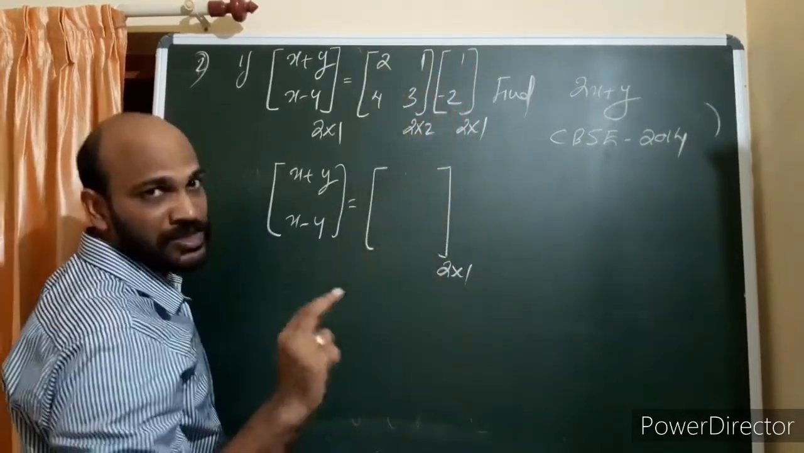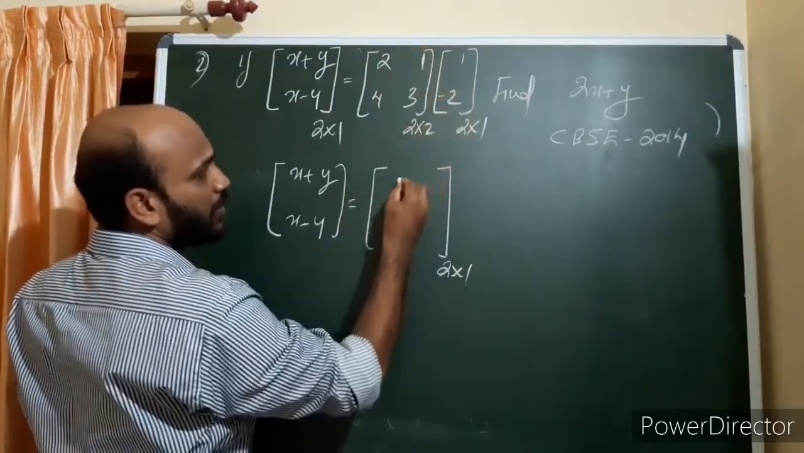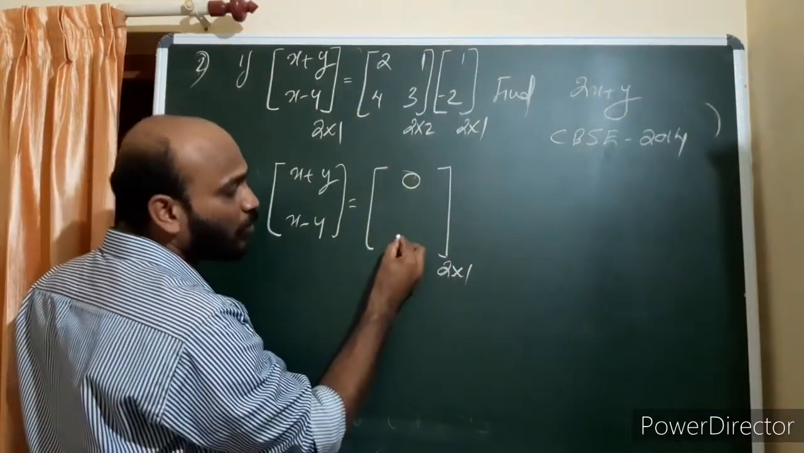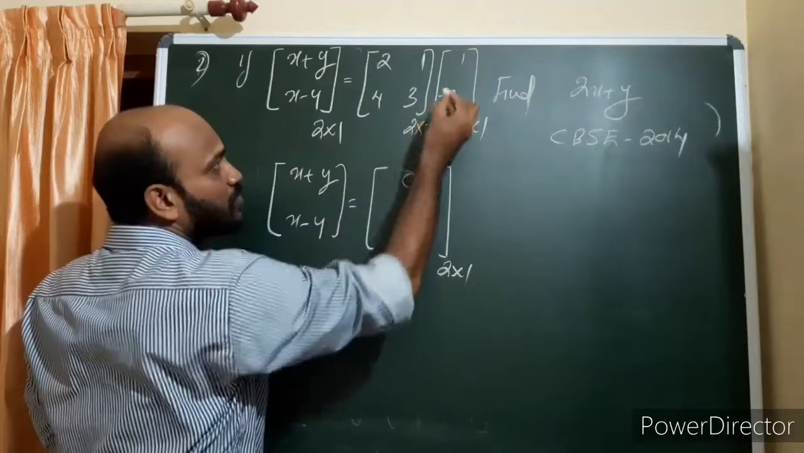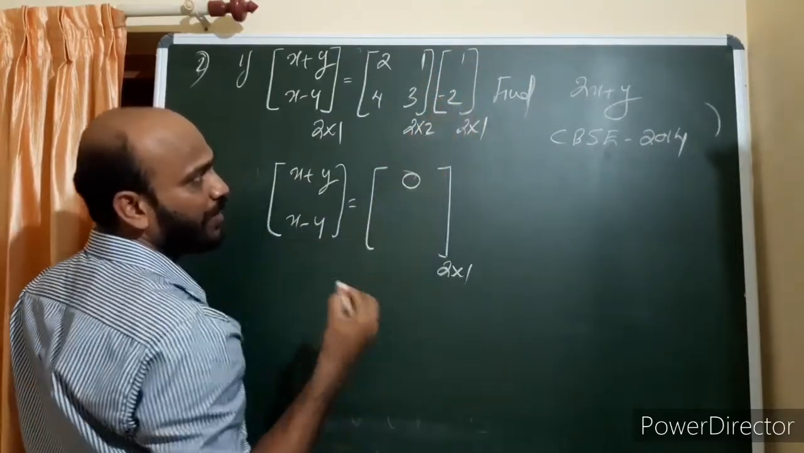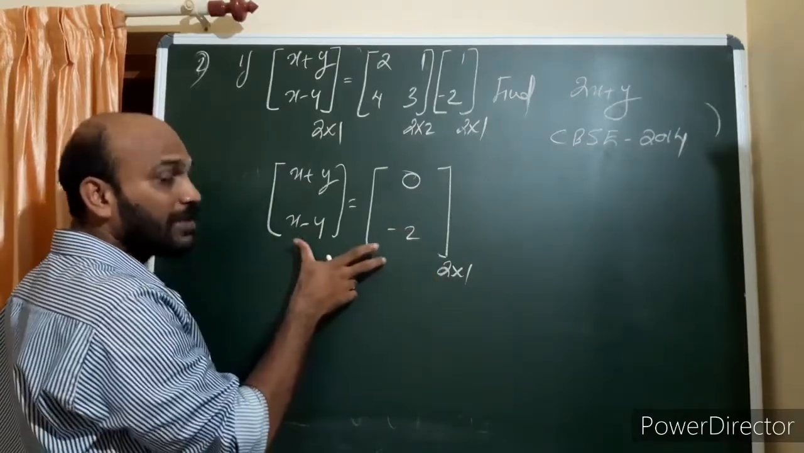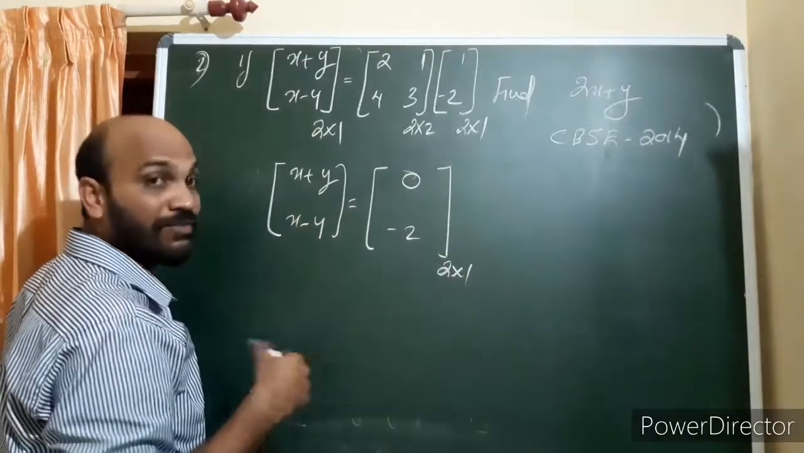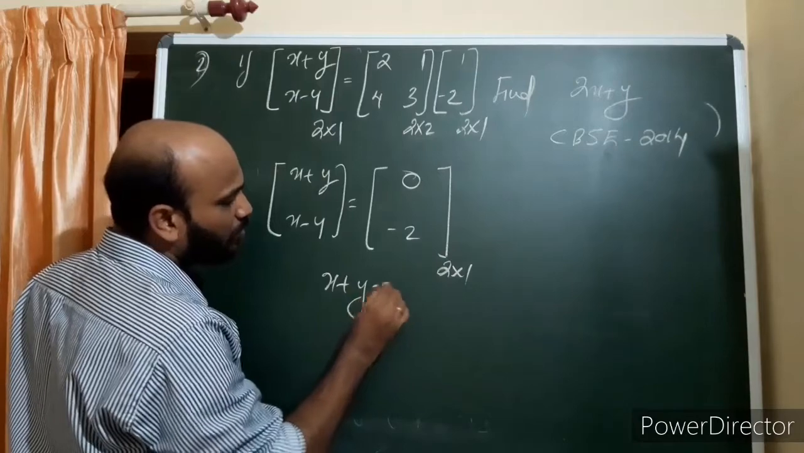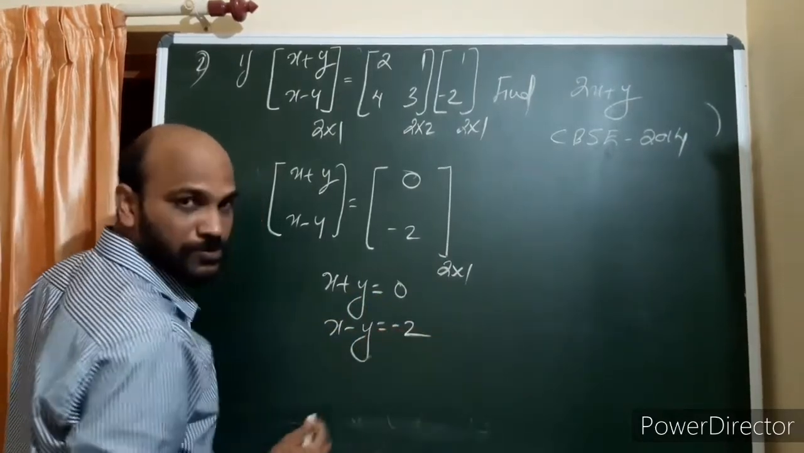So you have to multiply corresponding elements. 2 into 1 is 2, plus 1 into minus 2, so 2 minus 2 gives 0. Then A21, second row, first column: 4 into 1 is 4, plus 3 into minus 2 is minus 6. 4 minus 6 equals minus 2. Now these two matrices are equal, so we can equate corresponding elements. So x plus y equals 0, and x minus y equals minus 2.